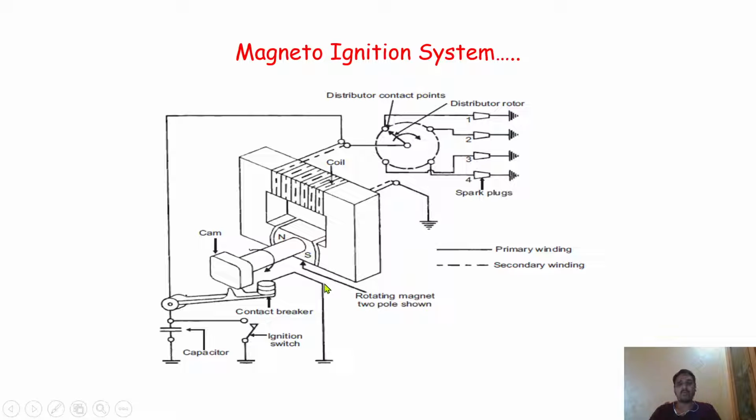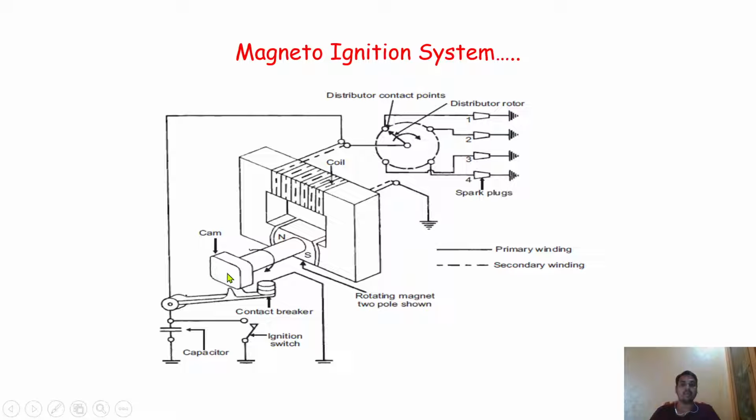Before understanding the working principle, we will discuss the different elements as well as the construction of the magneto ignition system. Here we have the condenser or capacitor, which is connected over here. Here is the contact breaker, and this is the ignition switch. Here is the rotating cam.